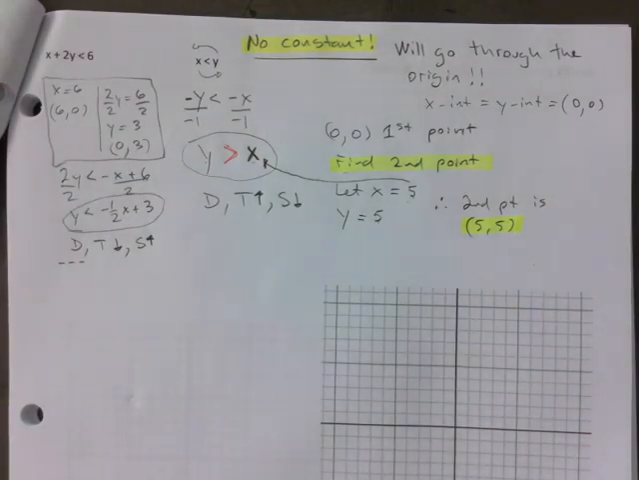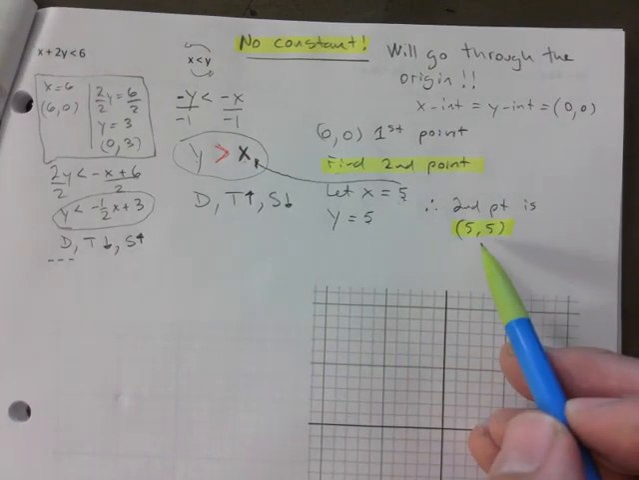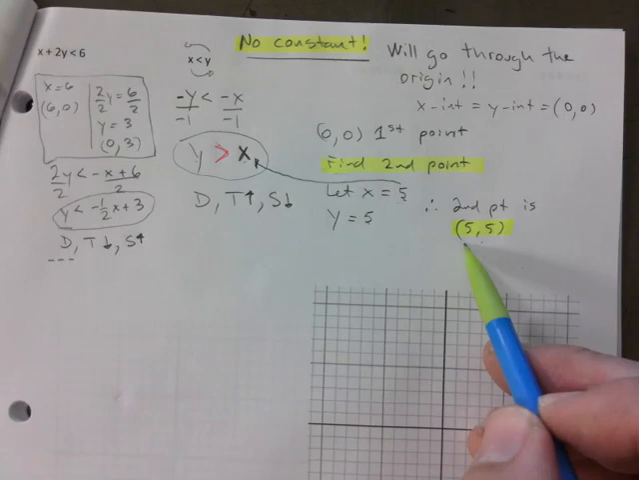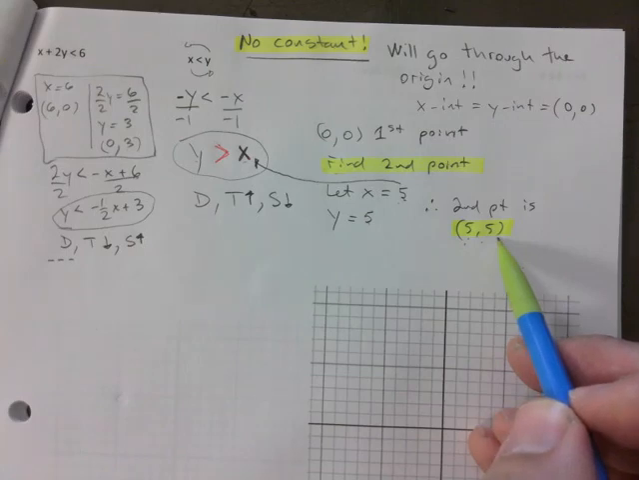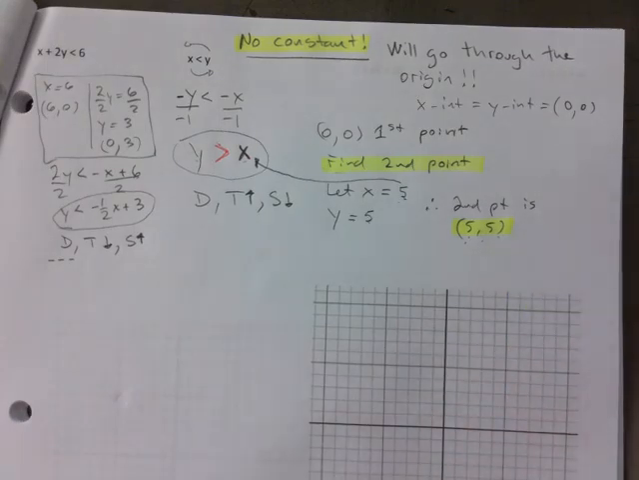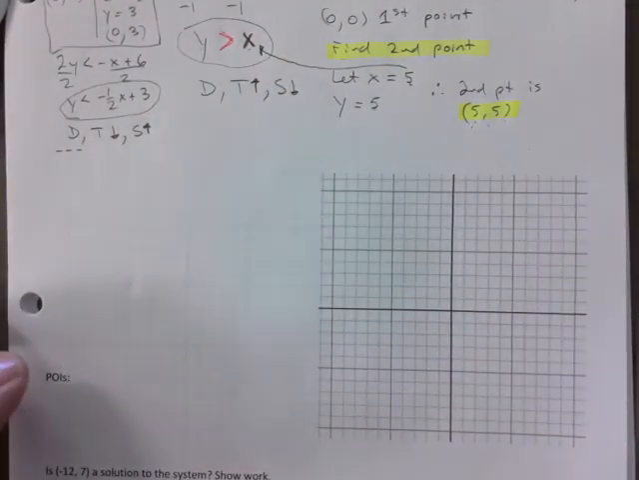So this is your second point that we're going to use to graph this thing. Mr. Dirksen, what if I had used 3, 3, or just 3? For sure, then your second point would have been 3, 3. If you used 100, your second point would have been 100, 100. The point is you just need another point to be able to make that line. Okay, so let's go ahead and do that. Let's graph both of them.